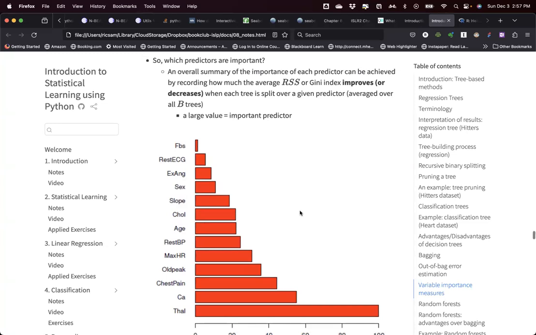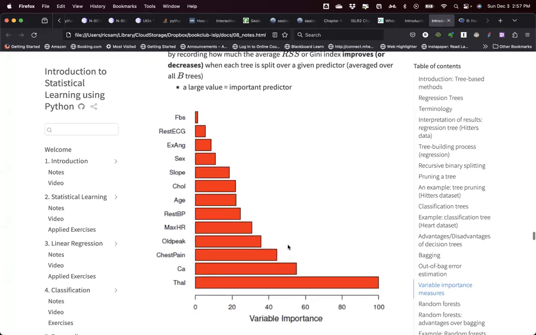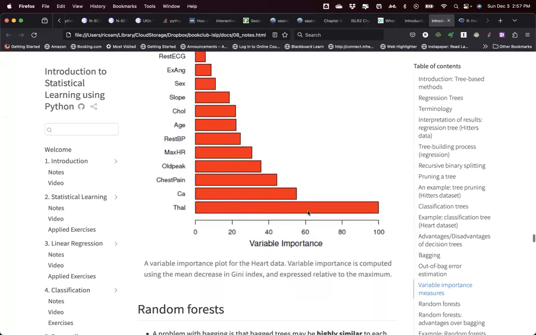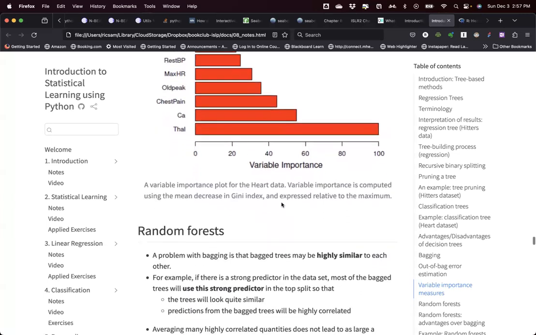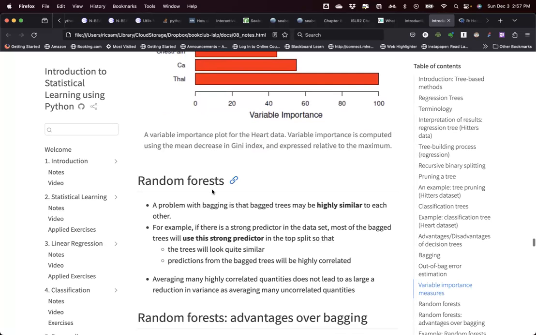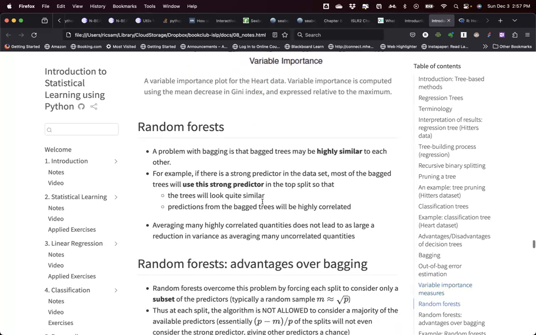So the Gini index in this case is going to give you the magnitude of each of these predictors, and you just have to translate it to a number in terms of relative importance within the whole collection. Okay. Let me see. We only have 3 minutes, so let me finish with the random forest.